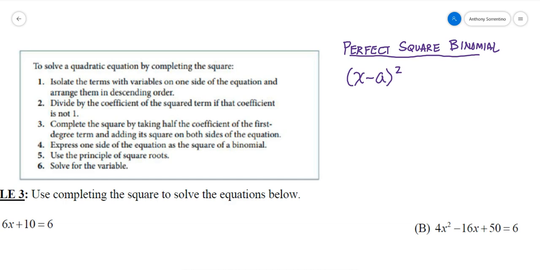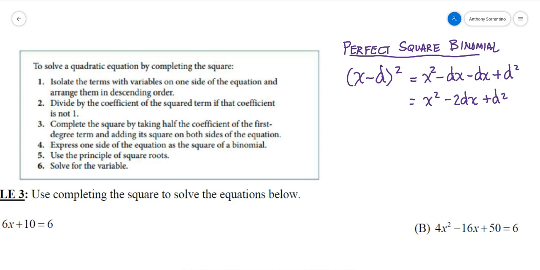Well, if I write this out by foiling it, I would get x squared minus ax minus ax plus a squared, which is x squared minus 2ax plus a squared. It has a very specific format, and maybe I should use a different letter. I'll use D's instead. Let's make all these D's because I want to still use A, B, and C as the values.